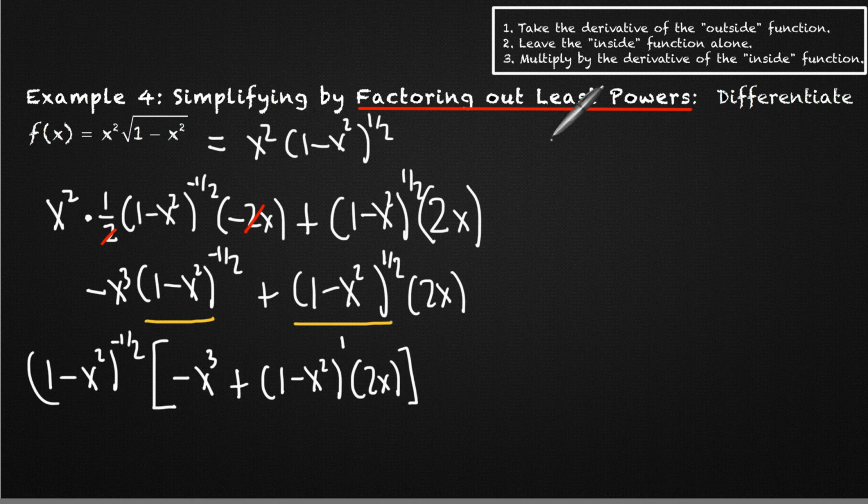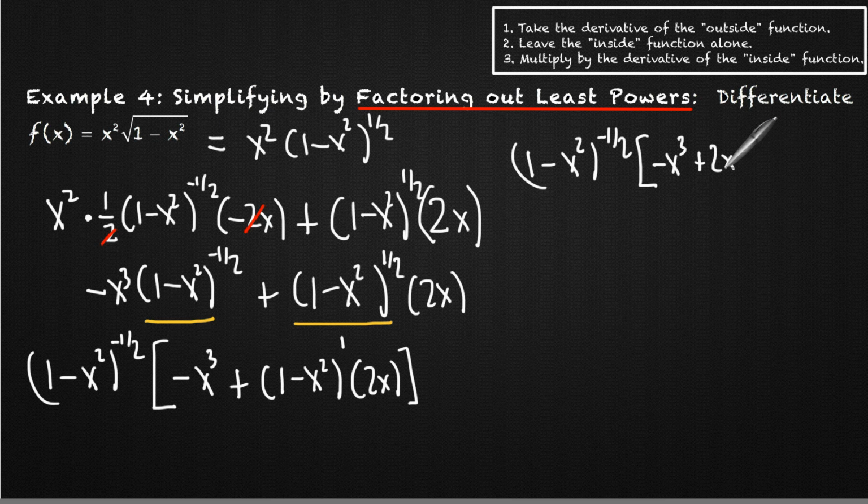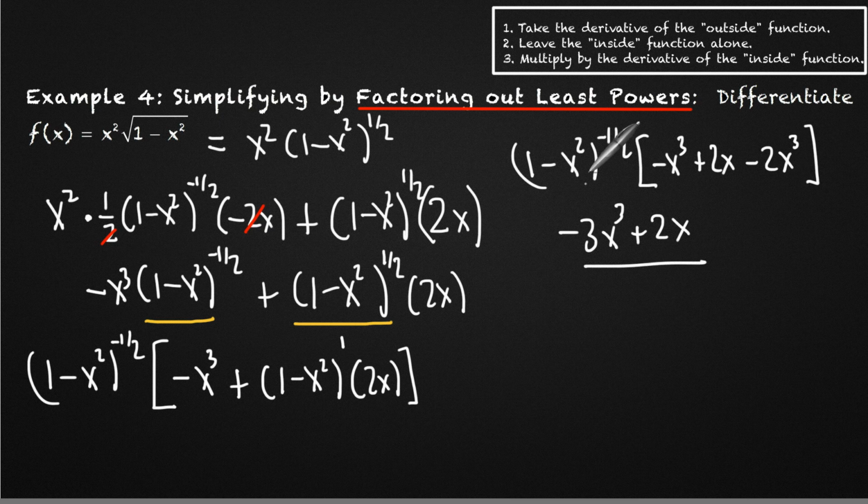So let's see if we can continue over here. We have (1 minus x squared) to the negative 1/2. And then inside of here we have a negative x cubed, and we have 2x times 1, which is 2x. And then 2x times negative x squared, that's going to be a negative 2x cubed. So that leaves us with negative 3x cubed plus 2x. And I'm going to move this to the bottom now, so that's going to be (1 minus x squared) to the 1/2 power.